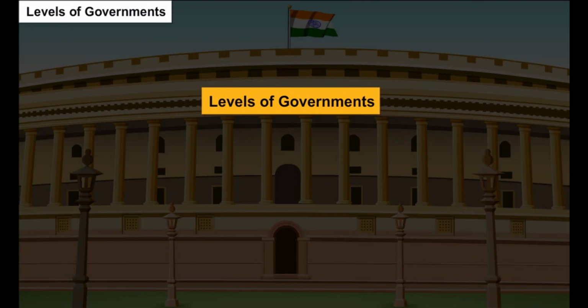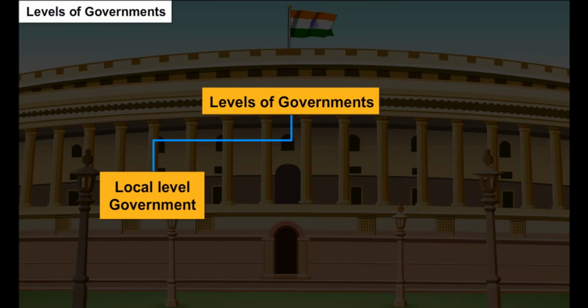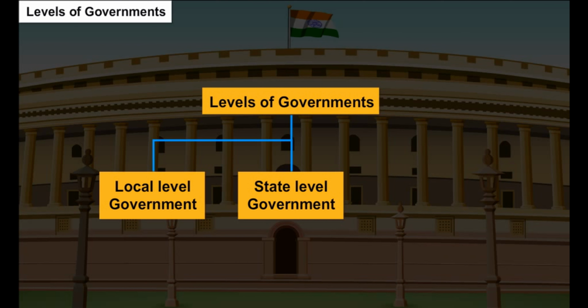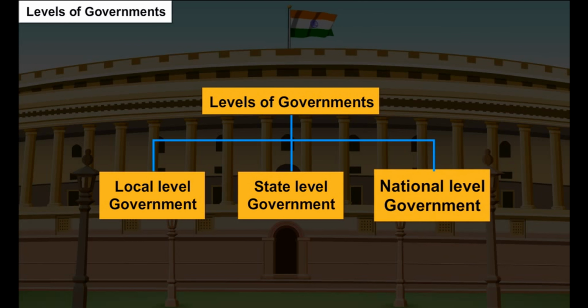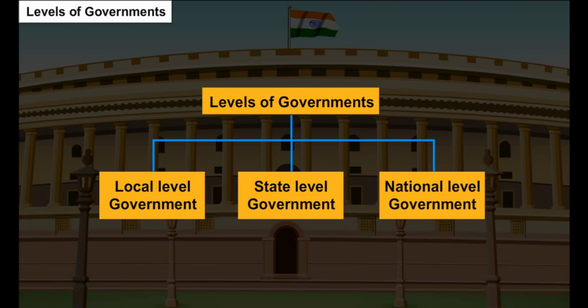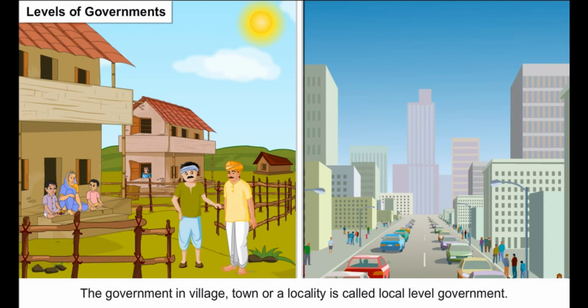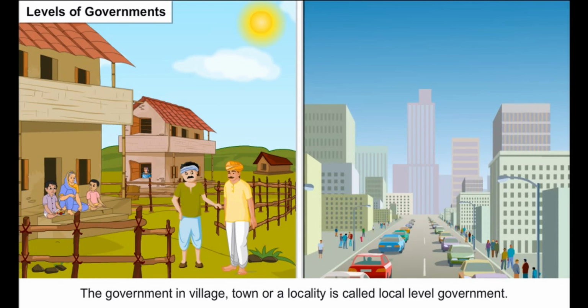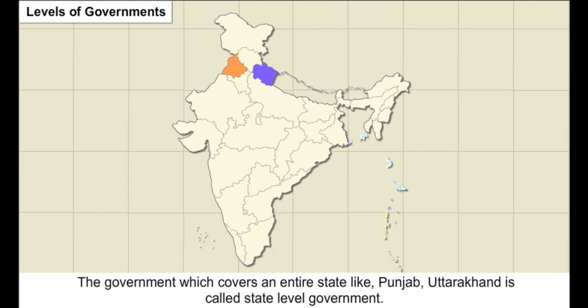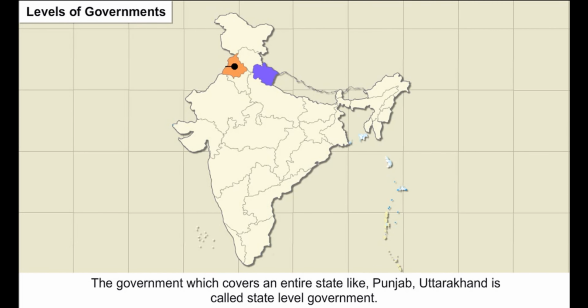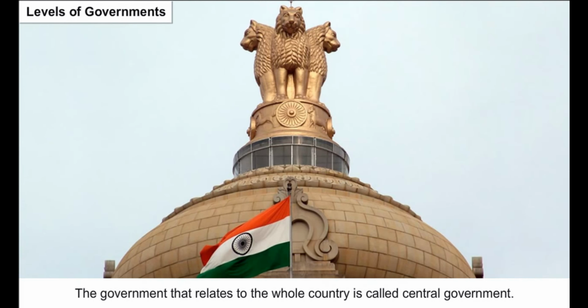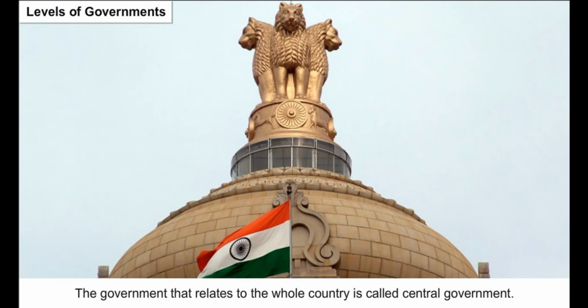Levels of government. The local level government, the state level government, the national level government. The government in a village, town or a locality is called local level government. The government which covers an entire state like Punjab, Uttarakhand is called state level government. The government that relates to the whole country is called central government.